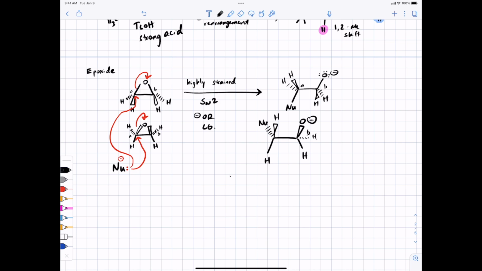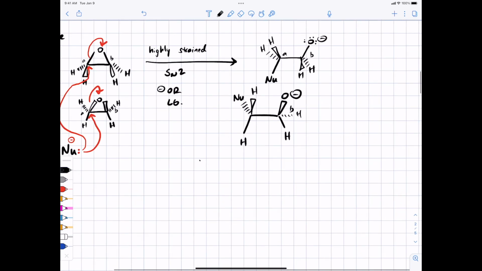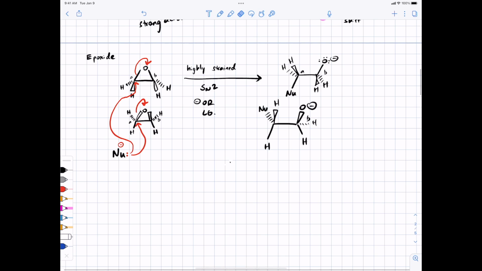You may need to use a model set to convince yourself that those two views are indeed identical structurally. But you can draw epoxide opening either way. Same basic process is happening.